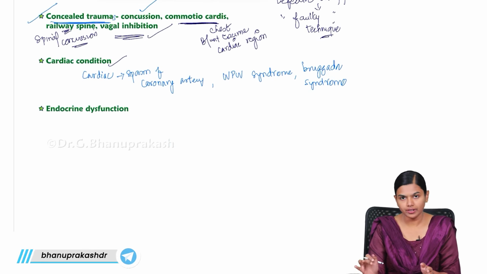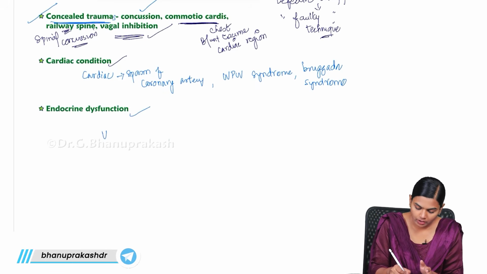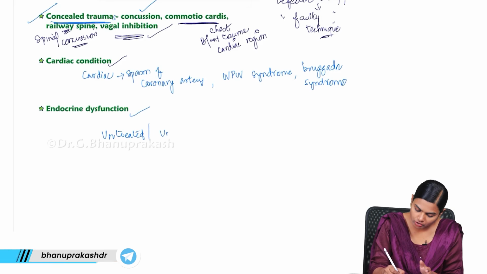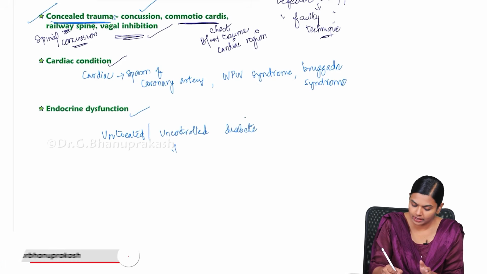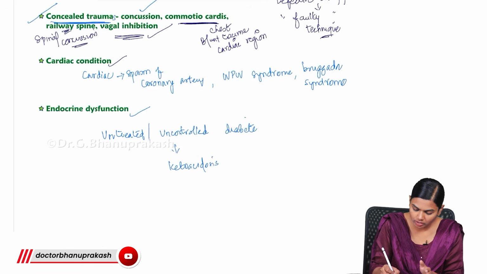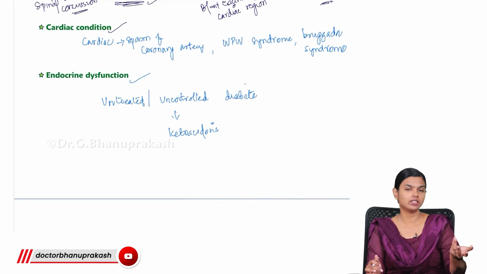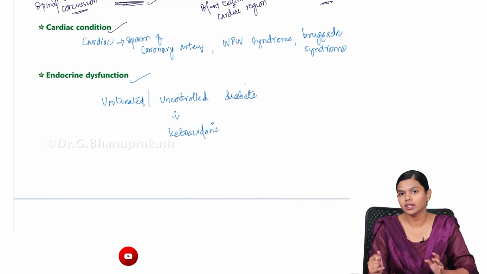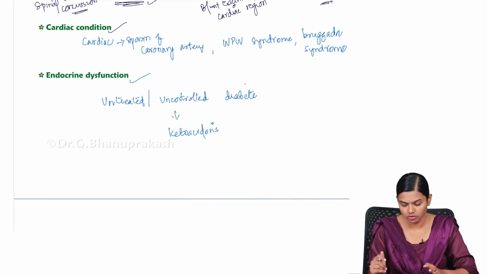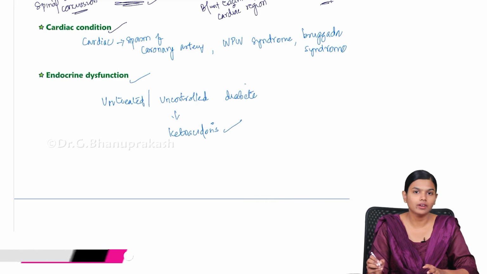And endocrine dysfunction, especially untreated or uncontrolled diabetes. Untreated or uncontrolled diabetes can easily end up with ketoacidosis, right? So diabetic ketoacidosis can easily develop and the patient will suddenly die. And in a few cases, you won't be able to identify the acidic imbalance in the dead body. So ketoacidosis can cause death.